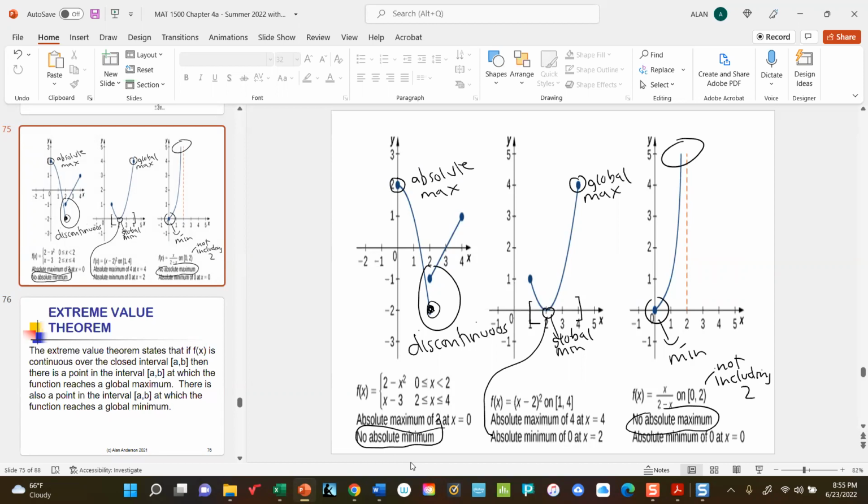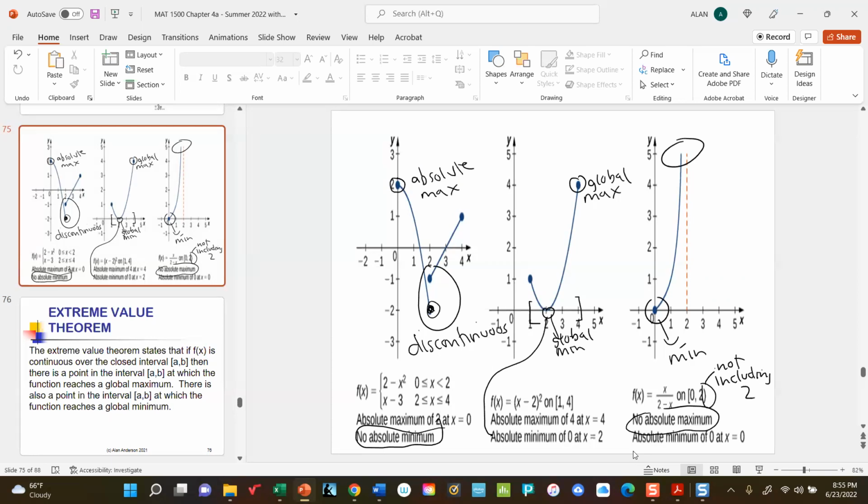Here we have a problem. It is not defined over a closed interval. Sometimes this is called semi-closed, sometimes it's called semi-open, but the bottom line is that it's not completely closed. It does not include the two.